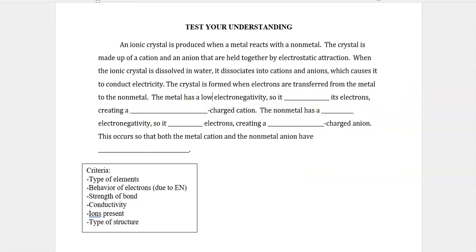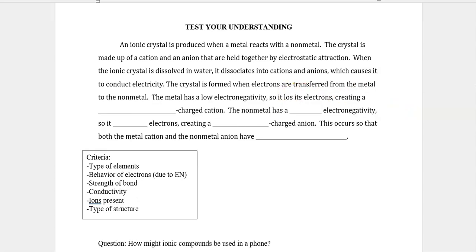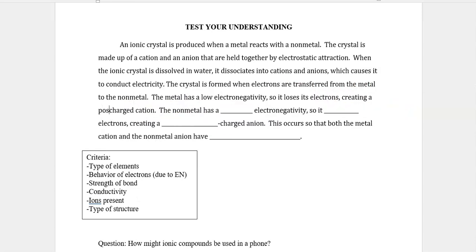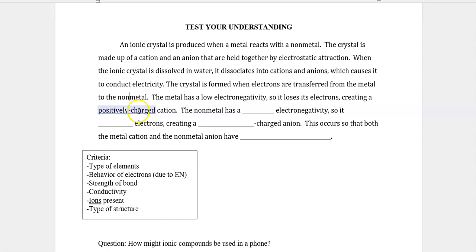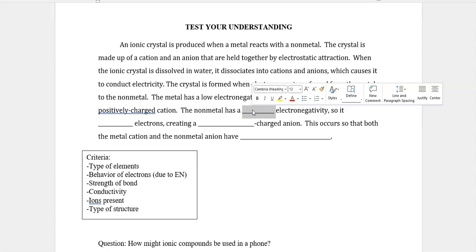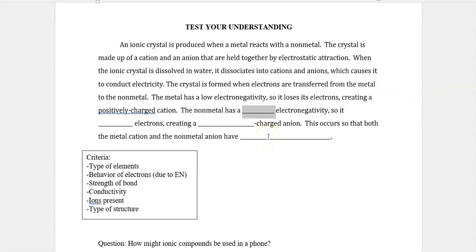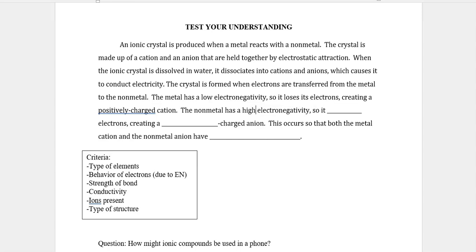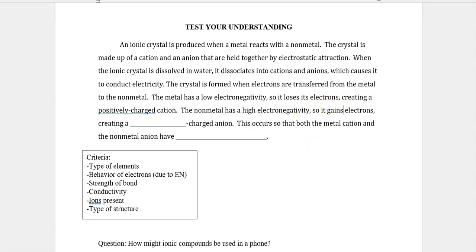The metal has a low electronegativity, so it loses its electrons, creating a positively charged cation, which is kind of a redundant thing to say because cations are always positive, but I'm putting it there more for your benefit so that you remember that cations are positive. The nonmetal has a high electronegativity, so it gains electrons, creating a negatively charged anion. This occurs so that both the metal cation and the nonmetal anion have full valence shells, or an octet.